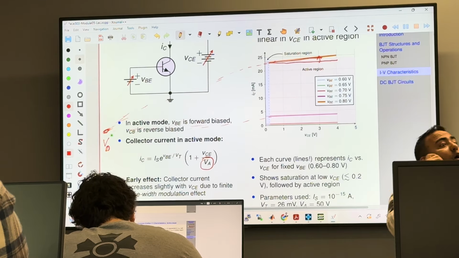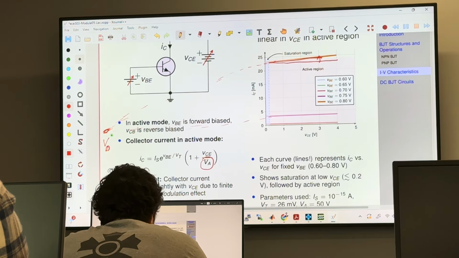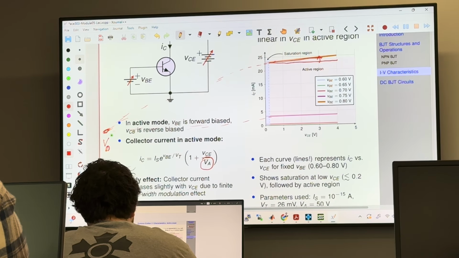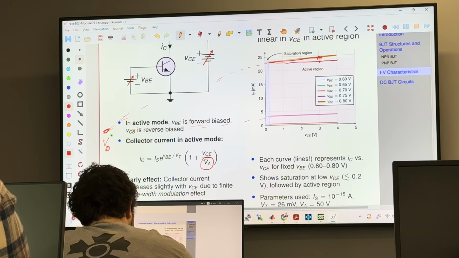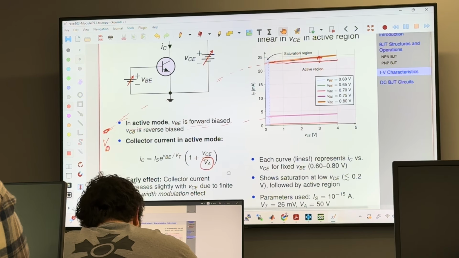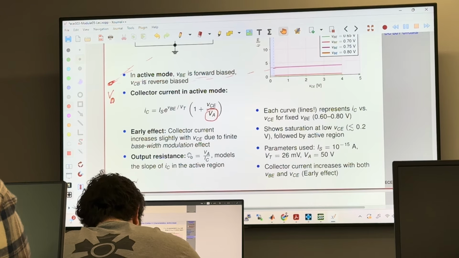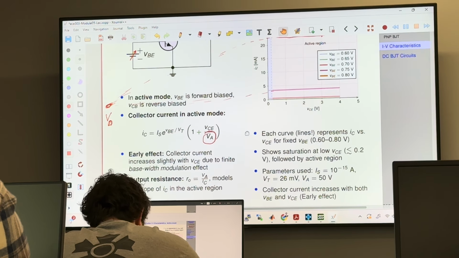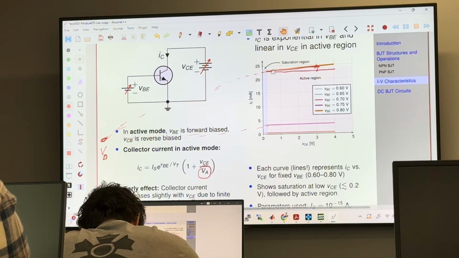There is a resistance between collector and emitter. I should not say small, you will see how much the resistance is. Because of this output resistance, VA over IC, this curve should have a bit of slope right here. Ideally the slope is zero, but practically you see some slope because of the early effect.